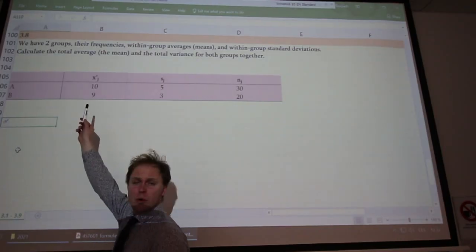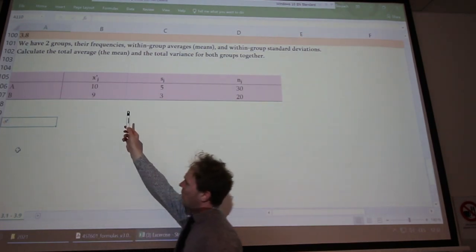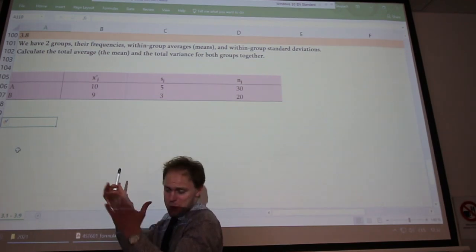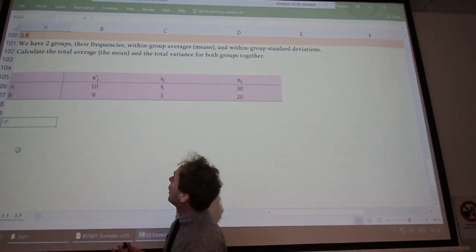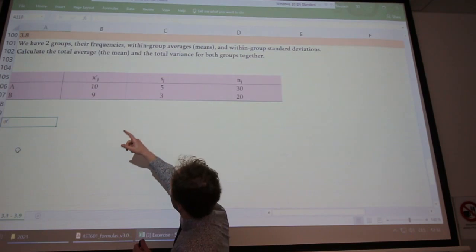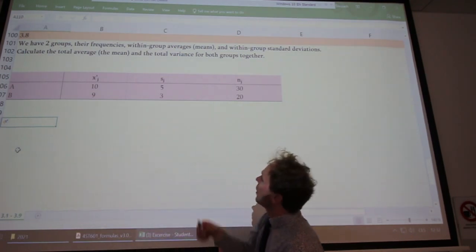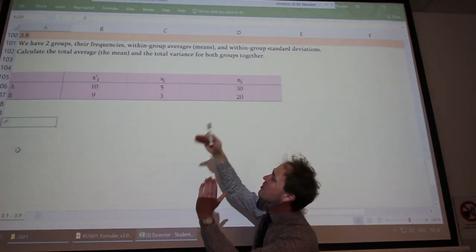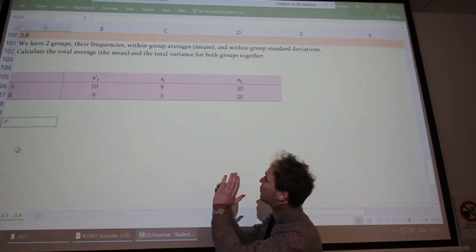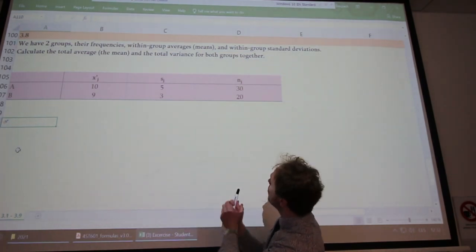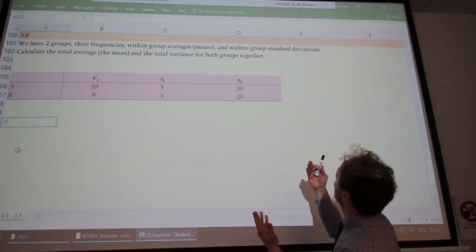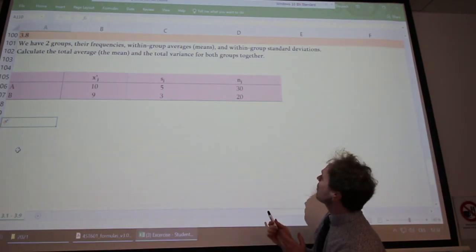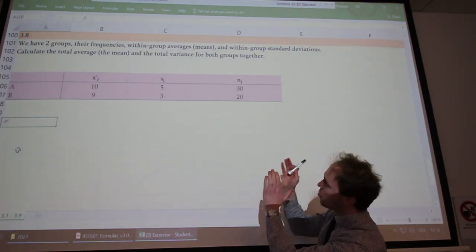We will continue with this example. We have two groups, but we can have more groups; in this simple example we have only two groups. Their frequencies, within-group averages, the means, meaning individual averages for a particular group, and within-group standard deviations, again meaning individual standard deviations for the particular group.